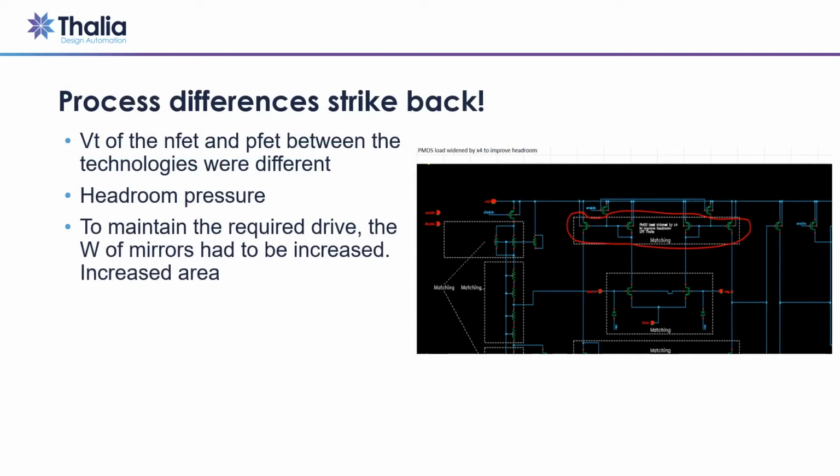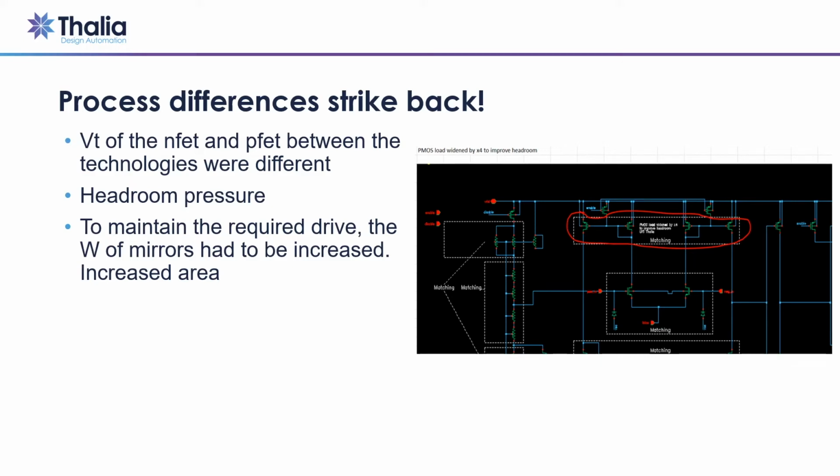So one of the differences we noticed was the difference in VT between the base technology and the 22SOI. In 22SOI, the VT of both the NFET and PFET were higher than the base technology, and this resulted in headroom pressure, which meant that the section of the circuit marked in red in the picture on the right were being pushed to threshold and sub-threshold. Not an ideal situation. So how do we address this?